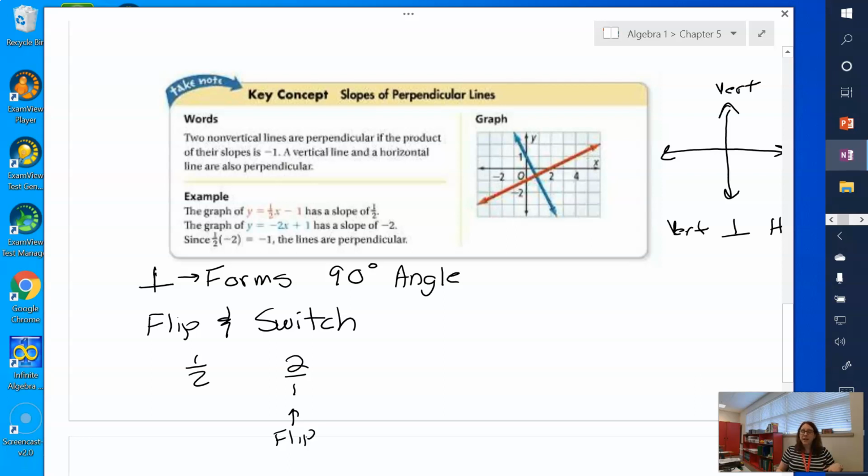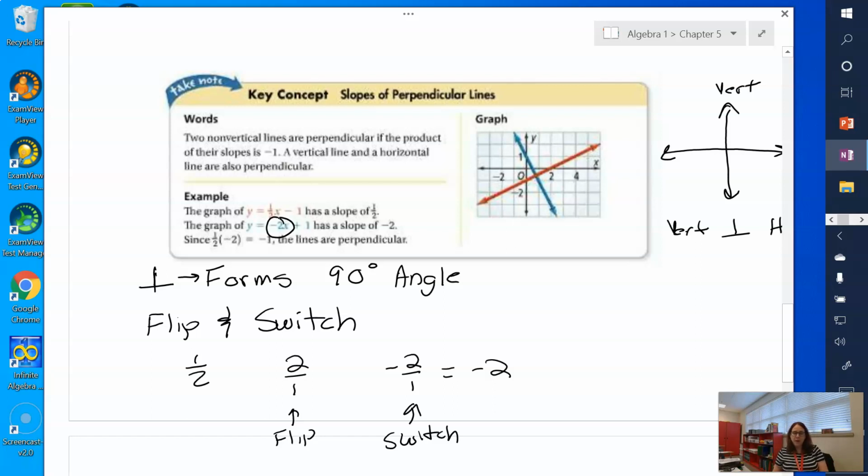Switch. Switch the sign. 1/2 was positive. Now it's going to be negative. So that's our switch. Flip: take the reciprocal, just flip it over. Switch: change its sign. If it was positive, make it negative. If it was negative, make it positive. So the slope for the perpendicular line, notice I wrote it over 1, that reduces to negative 2. You don't have to have that 1 there in the denominator. So that slope is going to be negative 2, and if you look right here, it's negative 2.